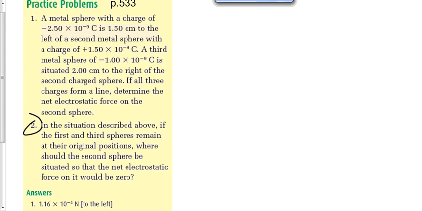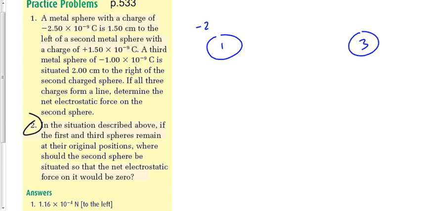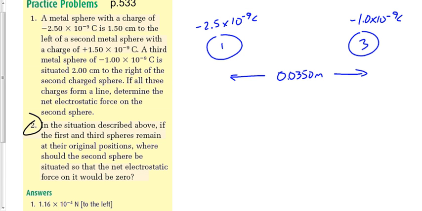All right, let's have a look here now. This question number 2 says, in the situation described above, the first and third spheres remain at their original positions. Let's draw those ones because their positions haven't changed. Here's 1 and 3. Sphere 1 is negative 2.5 times 10 to the negative 9 coulombs. Sphere 3 is negative 1.0 times 10 to the negative 9 coulombs. It looks like they're 3.5 centimeters apart, or we'll make them 0.0350 meters apart. 1 and 3 are that far apart because normally number 2 would be 1.5 centimeters to the right of number 1, and number 3 would be 2 centimeters to the right of number 2.